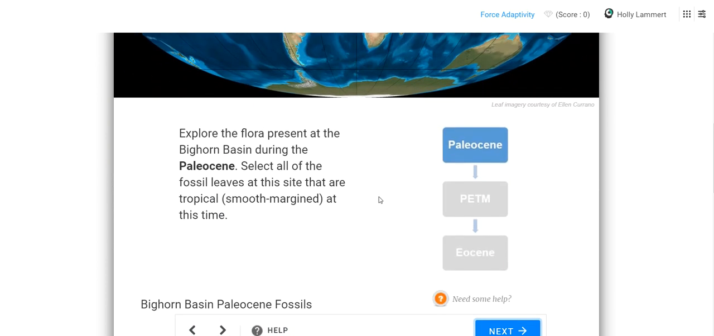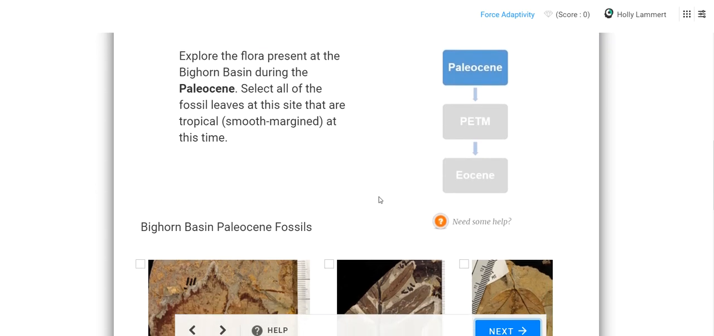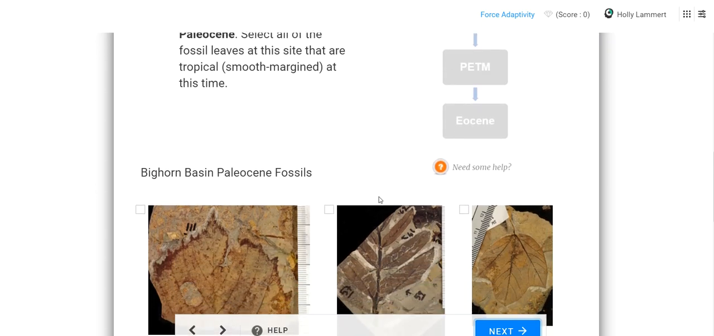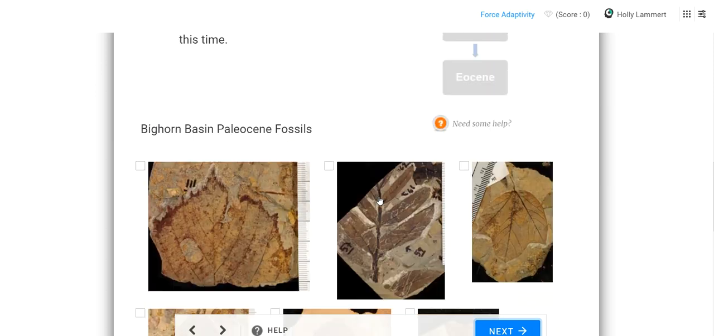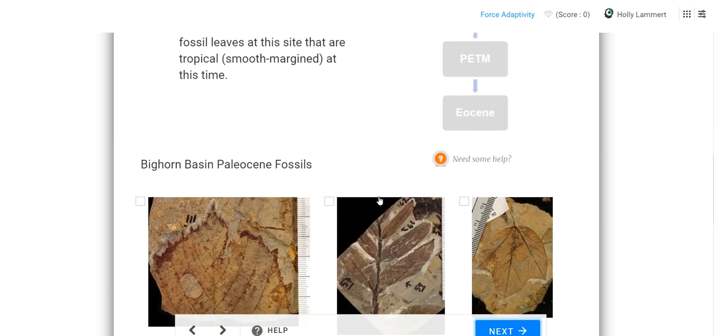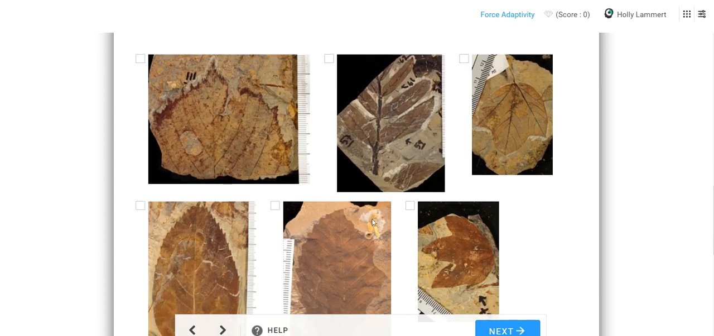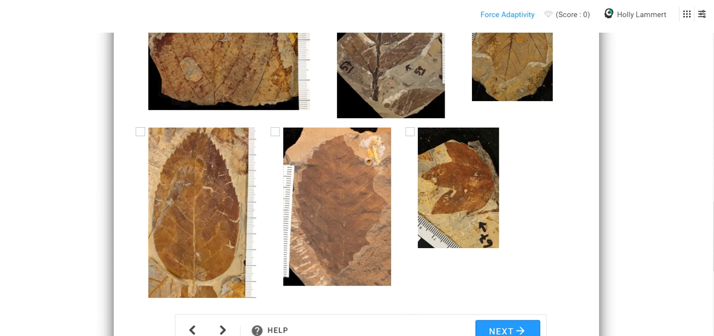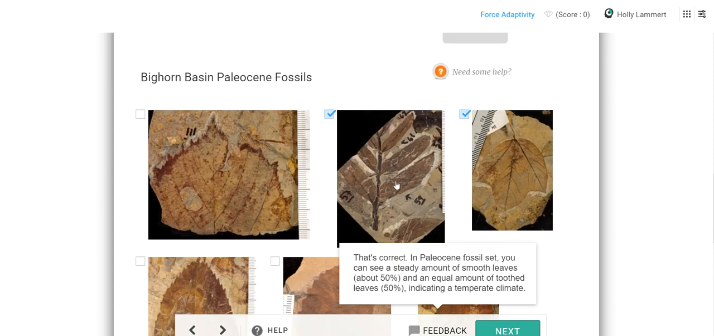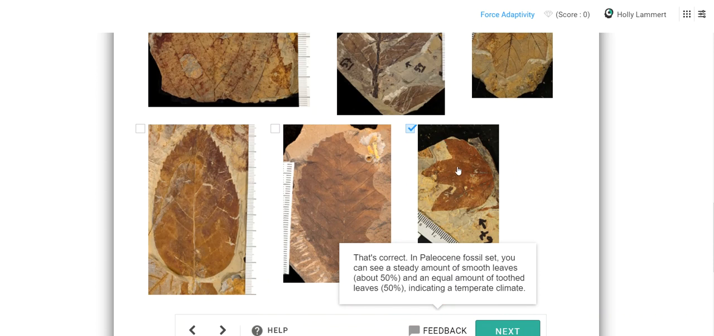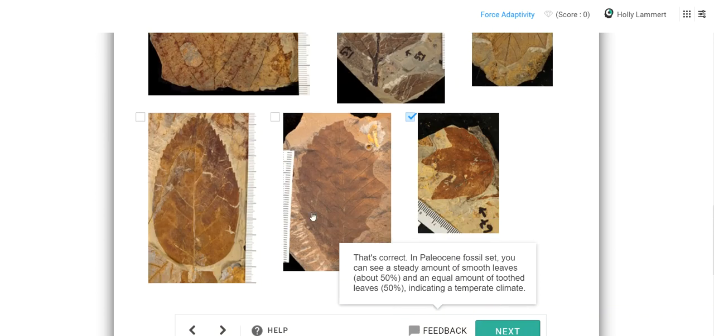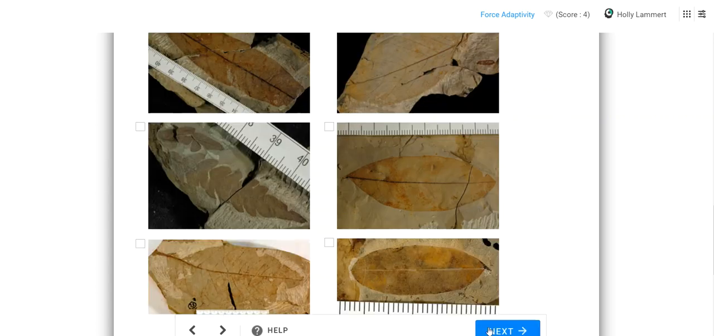Alright, so we're going to explore the flora present at the Bighorn Basin during the Paleocene. Select all of the fossil leaves at this right that are tropical, or smooth, margined at this time. Okay, need help? Oh, that's what we just learned. Okay, so go ahead and take a look. Which one of these look like they have smooth leaves? Okay, so if you select these three, notice how you're just looking at the ridge overall, and these are all jagged. So we got 3 out of 6, so it's about 50%. Equal amount smooth and toothed, indicating a temperate climate.